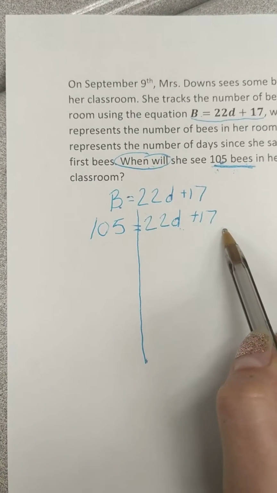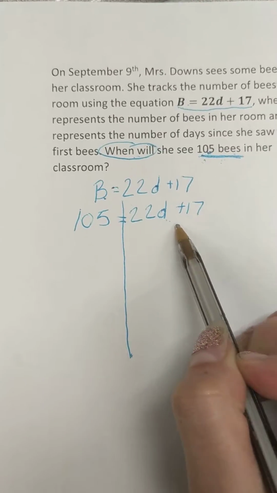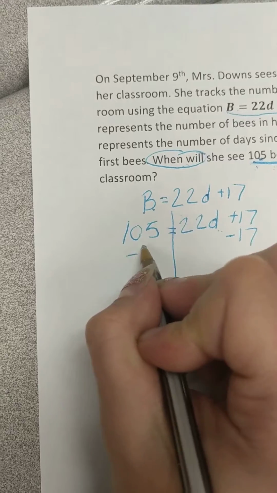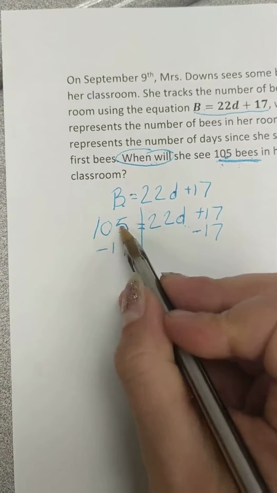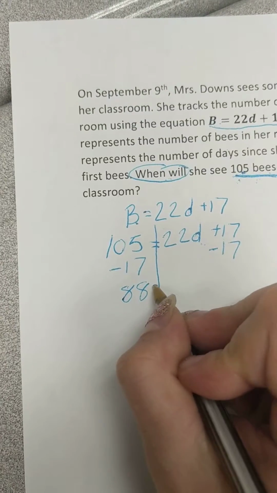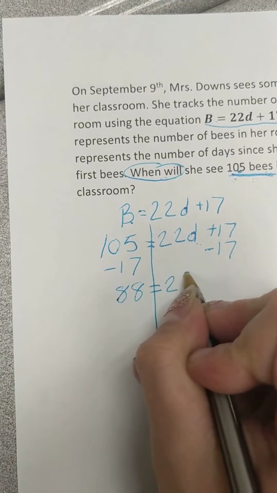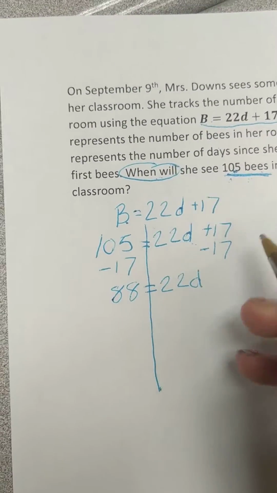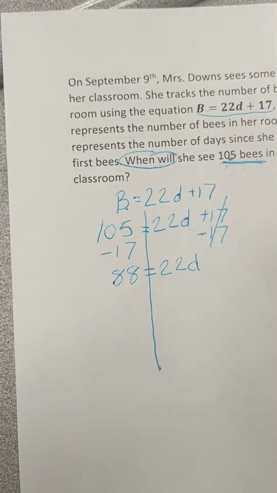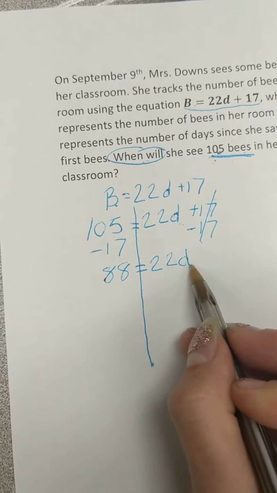So I'm going to look here at the right side. First, I'm going to get rid of my subtraction. So I subtract 17. Remember, I subtract it from both sides. 105 minus 17 gives me 88 equals 22 times D. And 17 minus 17 is 0. Now I have 22 times D.